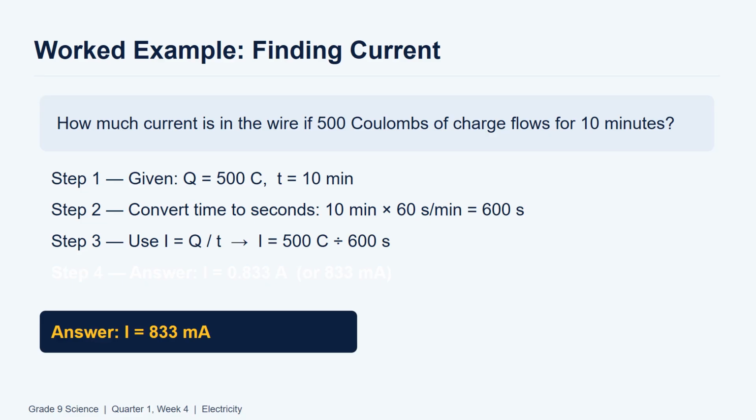Step 2, since our formula needs time in seconds, we convert. 10 minutes times 60 seconds per minute gives us 600 seconds. Step 3, we apply the formula, I equals Q over T, so I equals 500 coulombs divided by 600 seconds. Step 4, solving that gives us our answer. I equals 0.833 amperes. Or, written another way, 833 milliamperes. Notice that we always convert time into seconds first, because the ampere, our standard unit for current, is defined as coulombs per second.